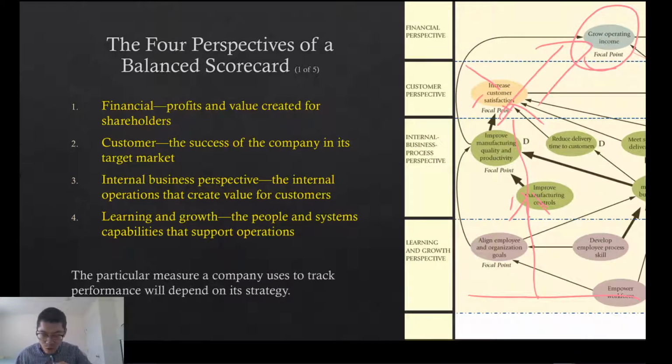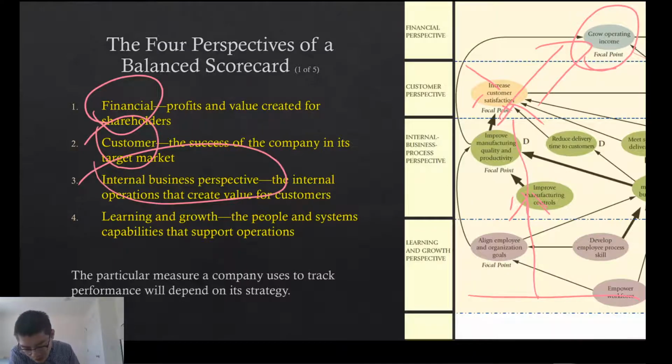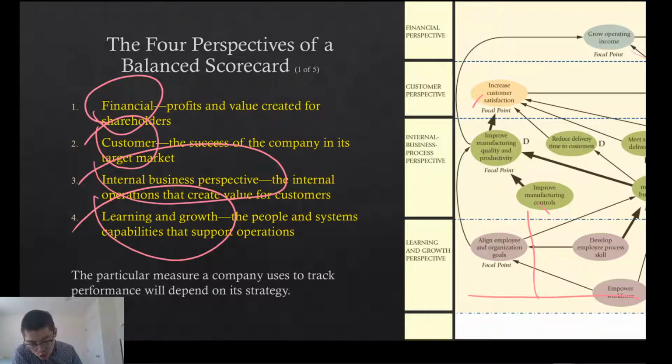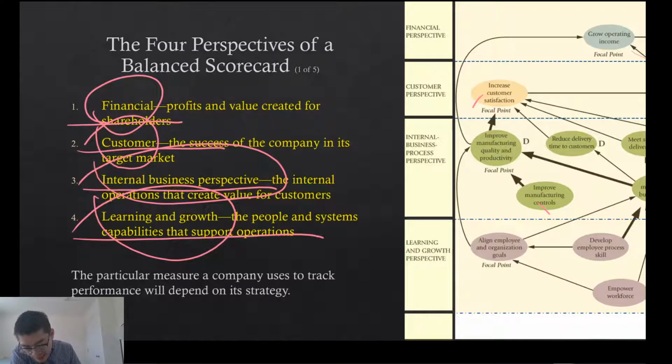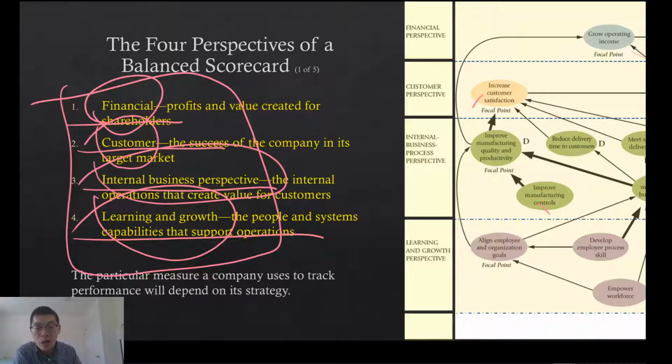So these are the 4 perspectives of the balanced scorecard: financial, customer, internal business perspective, and learning and growth. Basically, our strategies in terms of the balanced scorecard focus on these 4 elements, and at the end of the day, these 4 elements together will help us achieve our ultimate financial goals.